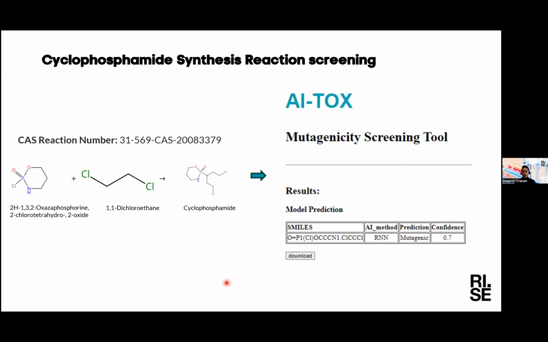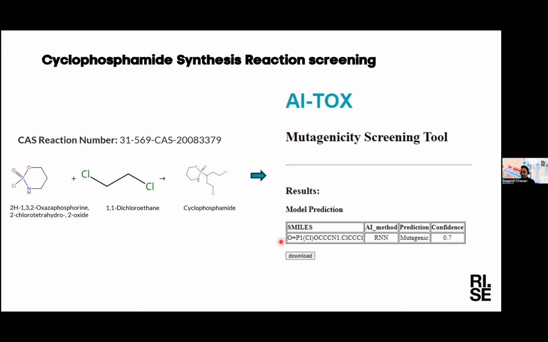One more advantage of our text-based embedding is that we are not limited to the structure, but it can also be applied to a reaction. So here is a reaction of cyclophosphamide synthesis. This is a CAS number one could look up in SciFinder. It has this oxazaphosphorine derivative along with dichloroethane, which leads to the formation of cyclophosphamide.